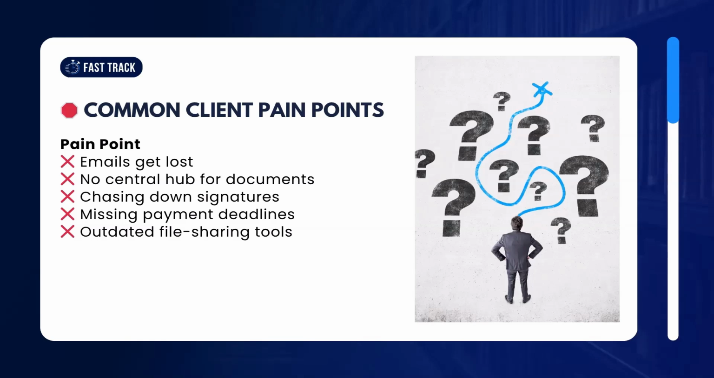The emails get lost. Maybe chatting is better. No central hub for documents, chasing down signatures, missing payment deadlines, outdated files and sharing tools. A lot of people are still using DocuSign and all these other crazy tools when now you can have it in one single spot. I want you to relate to what your customers are feeling and what your users are feeling, and even you as an agency might be feeling these common pain points.